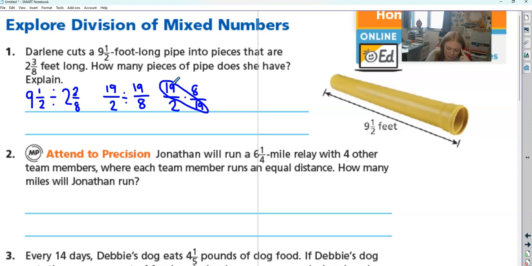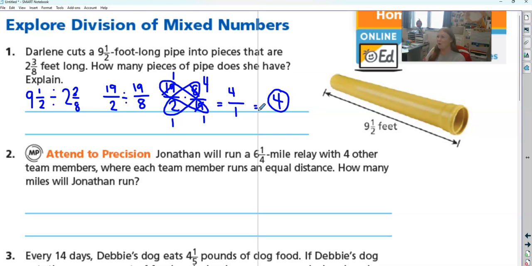So I need to think, what can 19 go into 19? Yes, it can. How many times? 1. Then I can also go this way. Can 2 go into 8? Yes, it can. How many? 8 divided by 2 is 4. 2 divided by 2 is 1. So now I can just do 1 times 4 is 4. 1 times 1 is 1. 4 divided by 1 is 4. They can get 4 pieces.